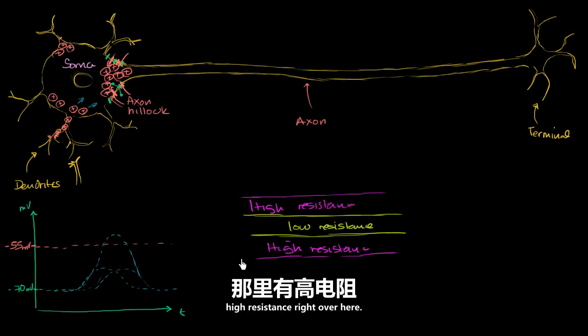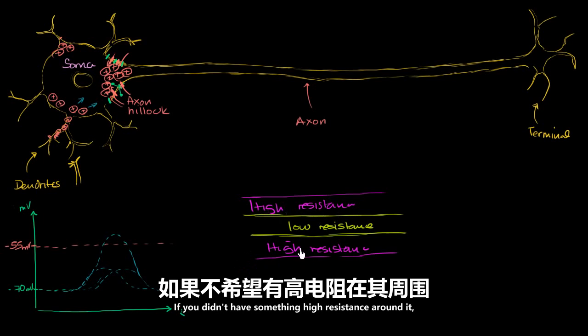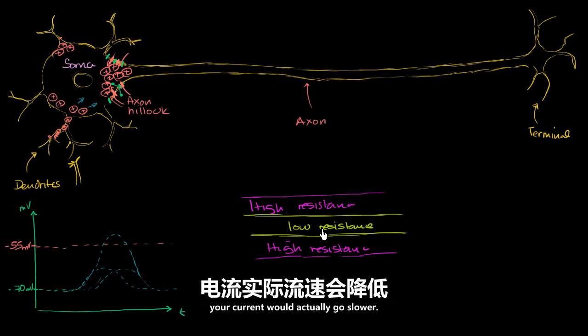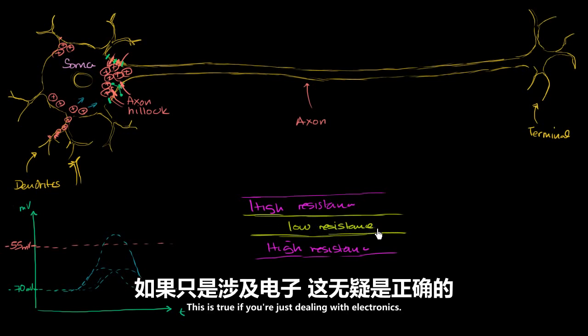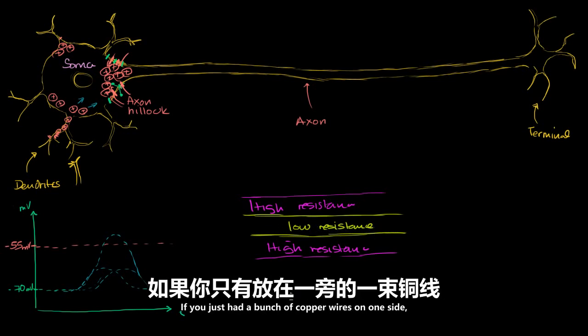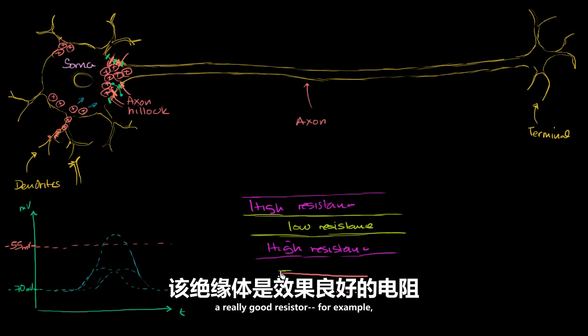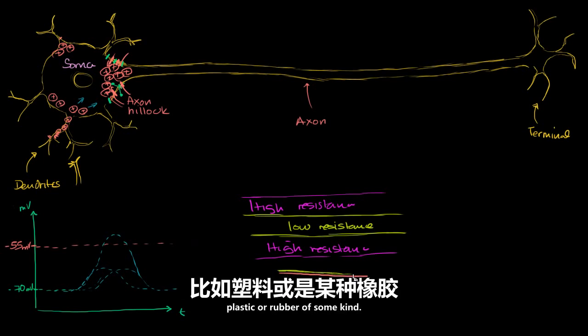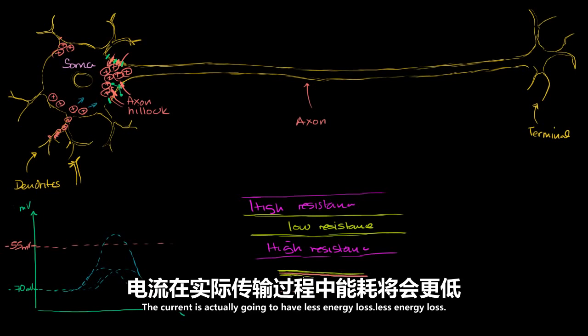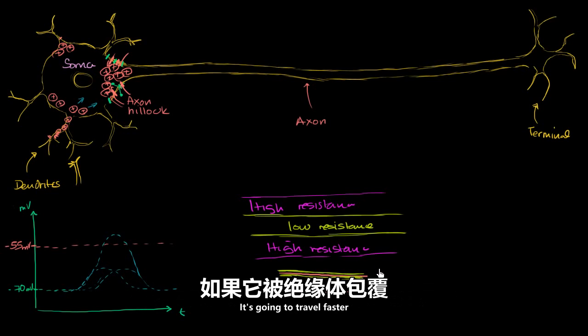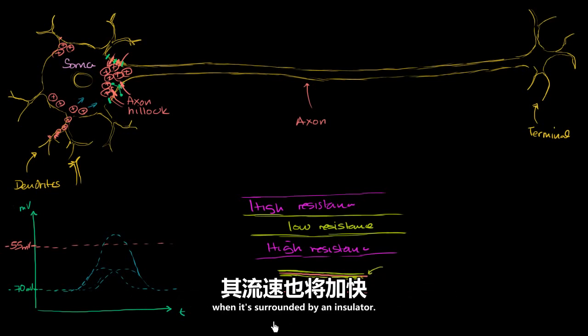High resistance right over here. If you didn't have something high resistance around it, then your current would actually go slower. This is true if you're just dealing with electronics. If you had a bunch of copper wires on one side and some copper wires surrounded by a really good insulator, a really good resistor, for example plastic or rubber of some kind, the current is actually going to have less energy loss. It's going to travel faster when it's surrounded by an insulator.